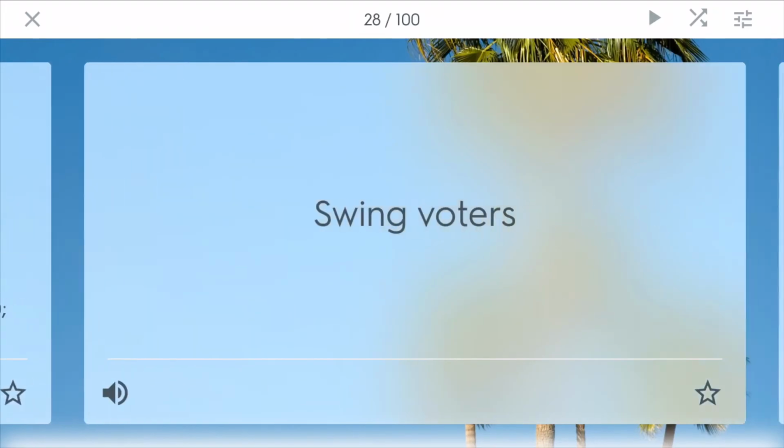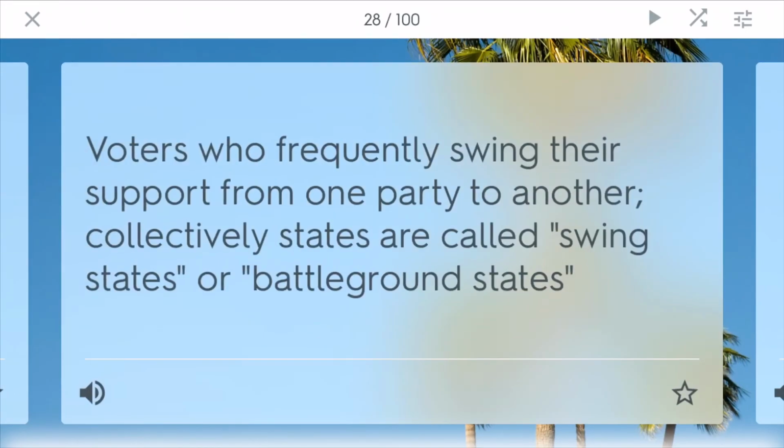Many people will vote for a political party because they find that this political party aligns with much of their ideology. Swing voters. This describes voters who are frequently swinging from one party to another, and collectively, states that have a lot of swing voters come to be known as swing states, or battleground states. These states might vote for one person in one election and a different person from a different political party in another one. So candidates really want to go to these states and make sure to get the vote.